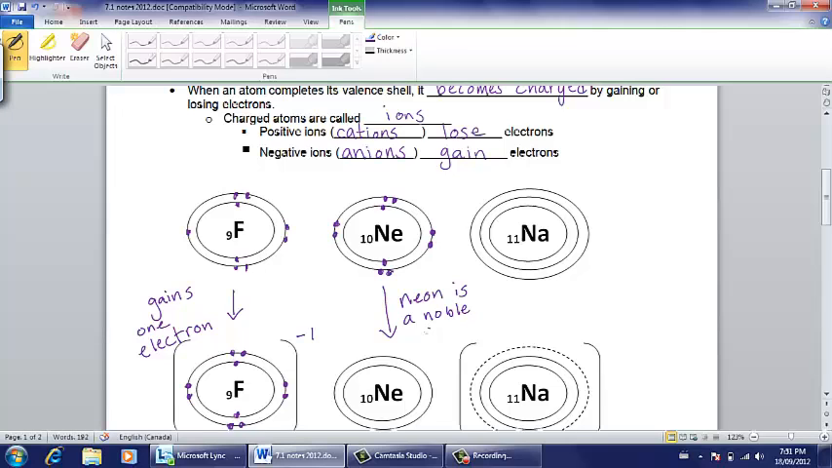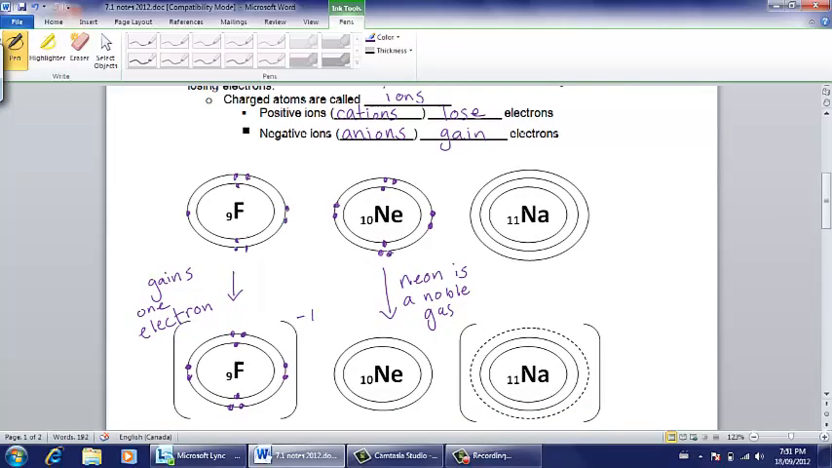Noble gases do not form ions and are typically not involved in chemical reactions. This is because they already have a complete outer shell, and they do not want to gain or lose any more electrons. So I'm just going to draw neon the same way.